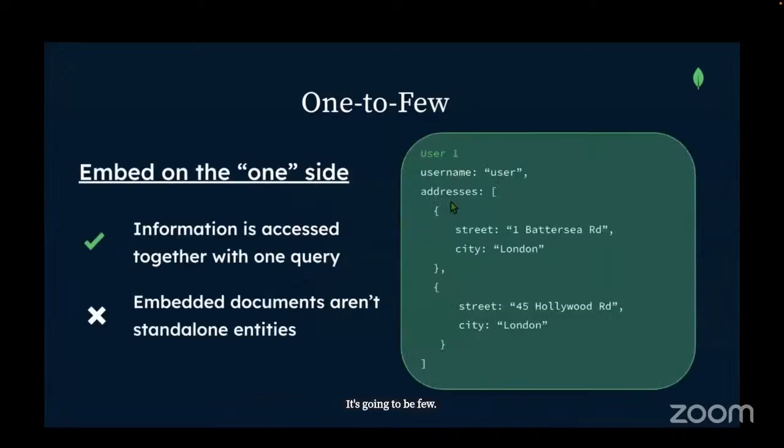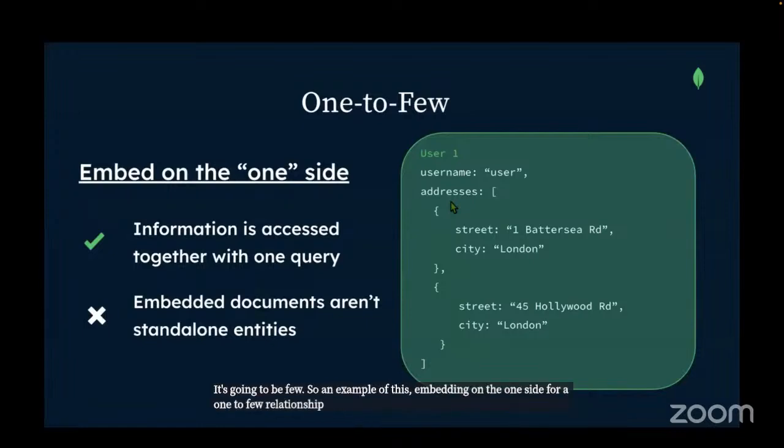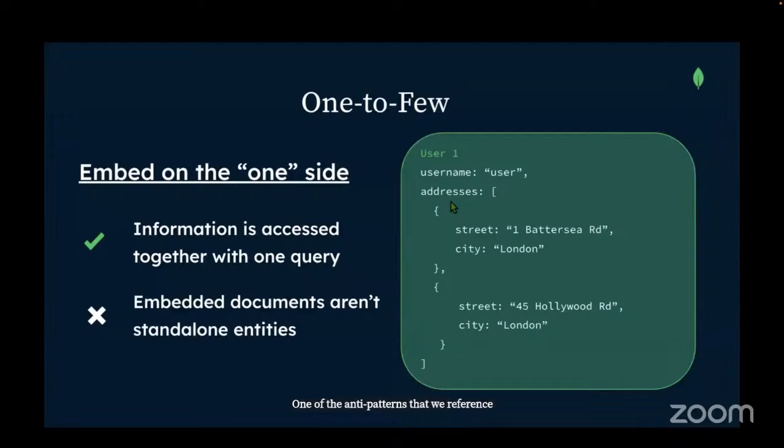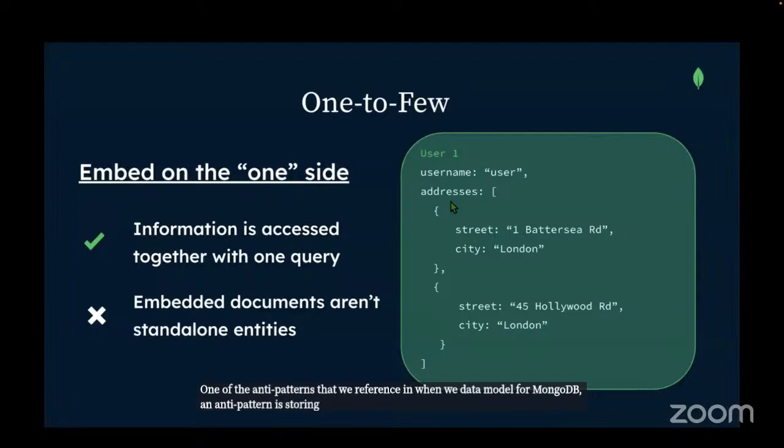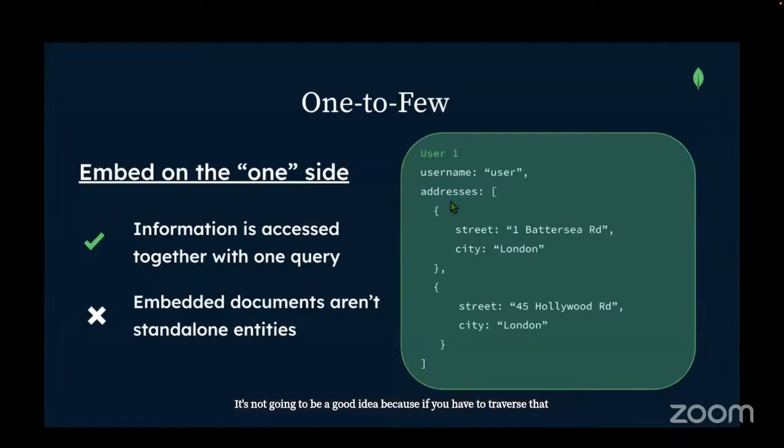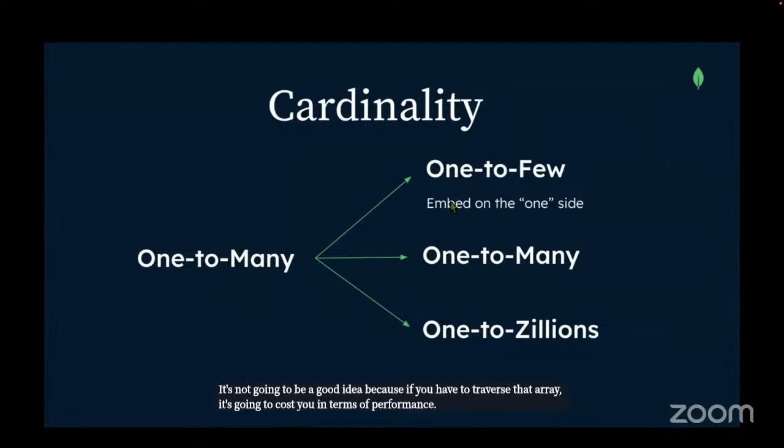So an example of embedding on the one side for a one to few relationship would look like this, where we're embedding addresses for a user in an array. One of the anti-patterns that we reference when we data model for MongoDB is storing large numbers of elements in an array. It's not going to be a good idea because if you have to traverse that array, it's going to cost you in terms of performance. Okay, so take a look at cardinality. When you have a one to few, like users to addresses, leverage embedding on the one side.